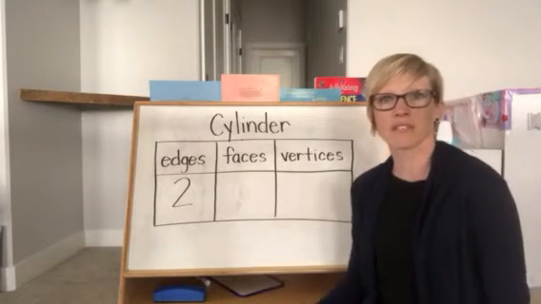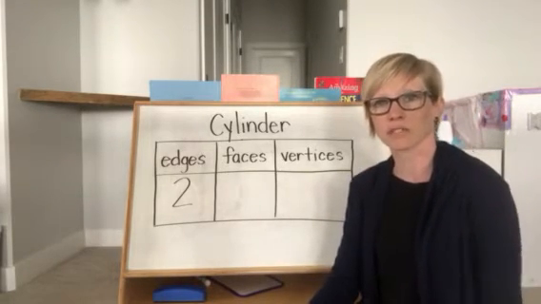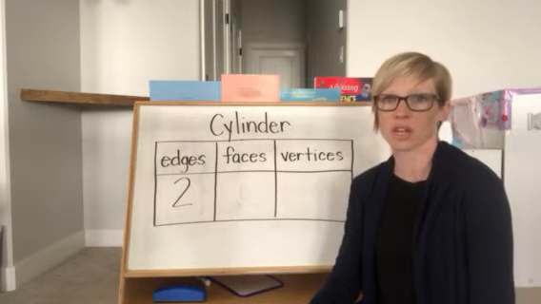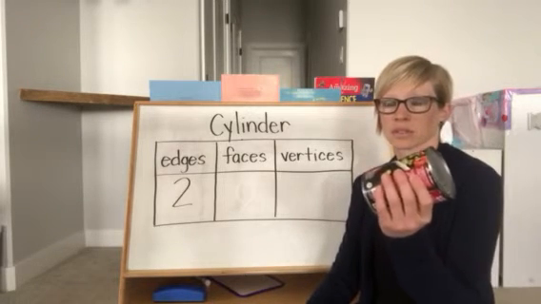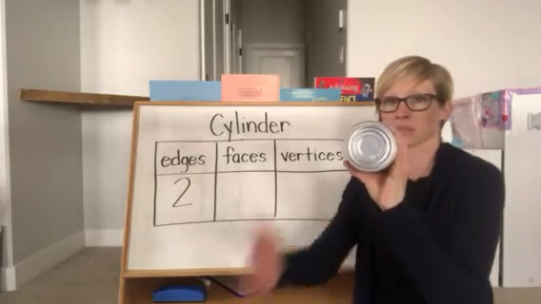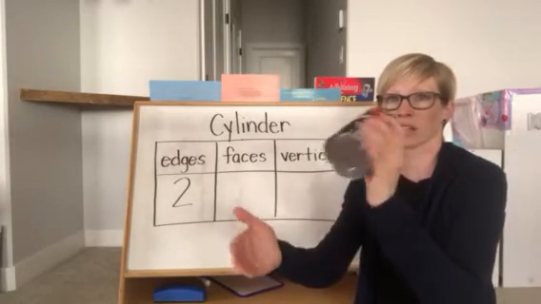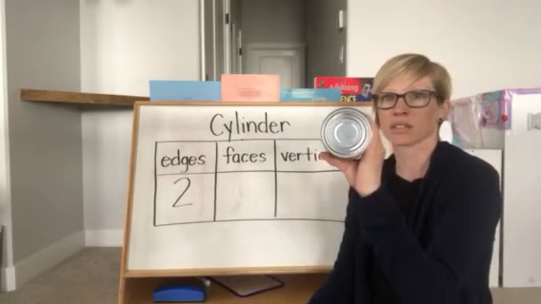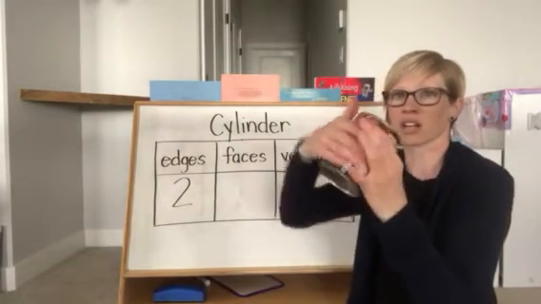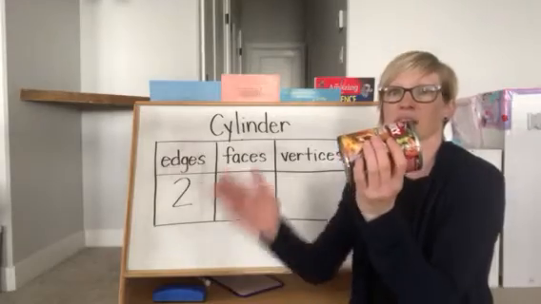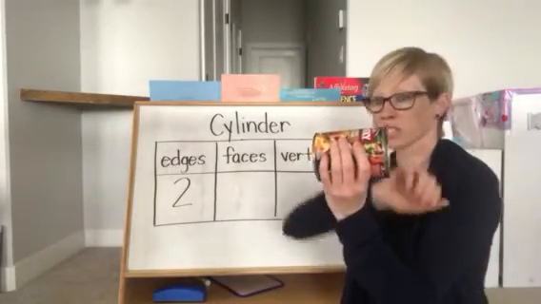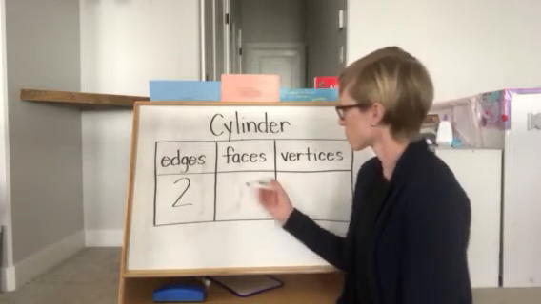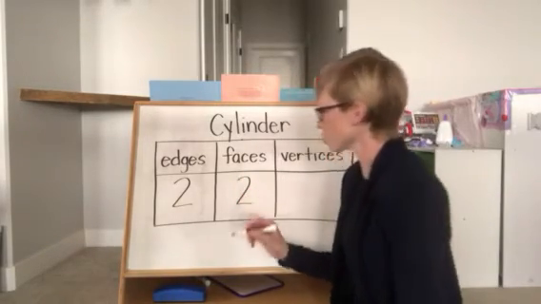Now it wants to know how many faces. So how many flat shapes are on this 3D shape? 1 circle on that end and 1 flat circle on that end. Okay, so this is not a flat face. So you have 1 on each end. That makes how many faces? You bet. 2.